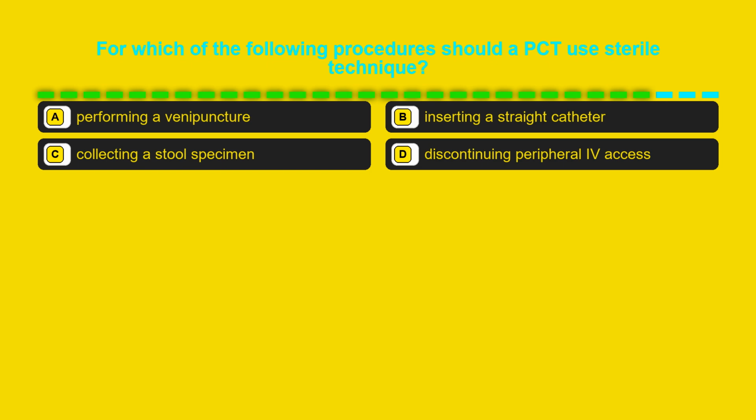Question 72. For which of the following procedures should a PCT use sterile technique? Option A, performing a venipuncture. Option B, inserting a straight catheter. Option C, collecting a stool specimen. Option D, discontinuing peripheral IV access.